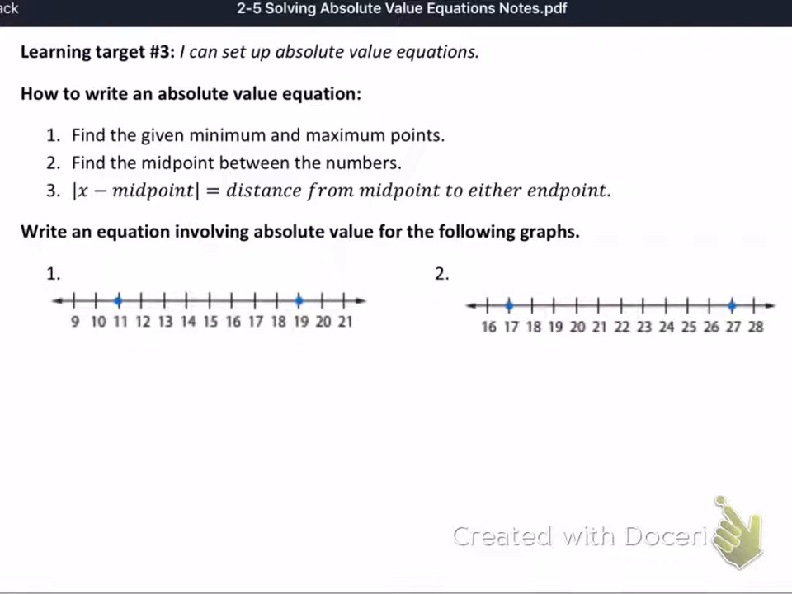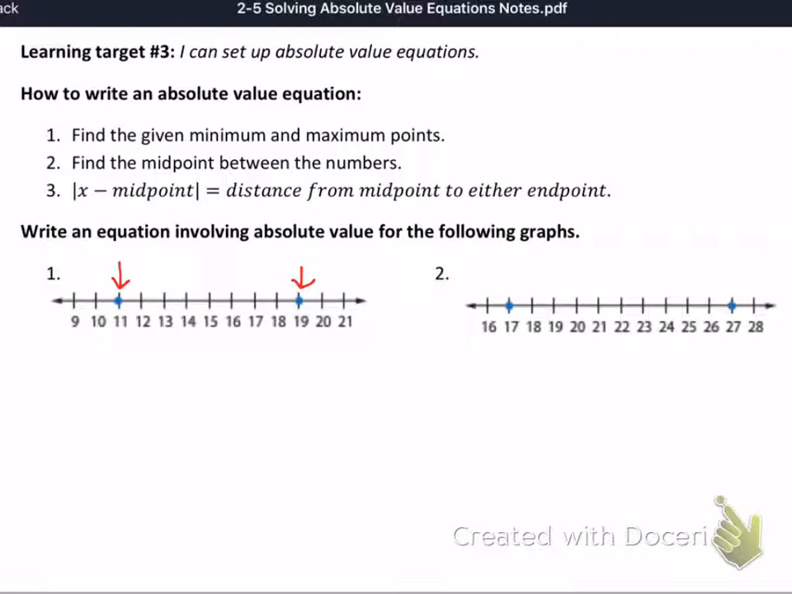Take a moment and pause the video and read through the 3 steps of how to write an absolute value equation. Might sound confusing now, but let's get right into it. It says write an equation involving absolute value for the following graphs. Number 1, if you notice the graphs, my solutions are at 11 and 19.